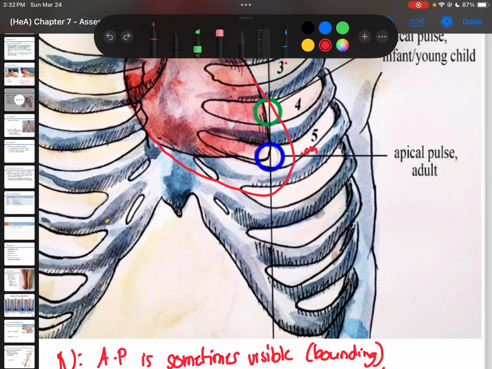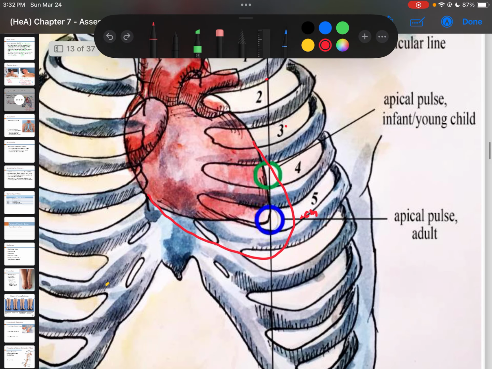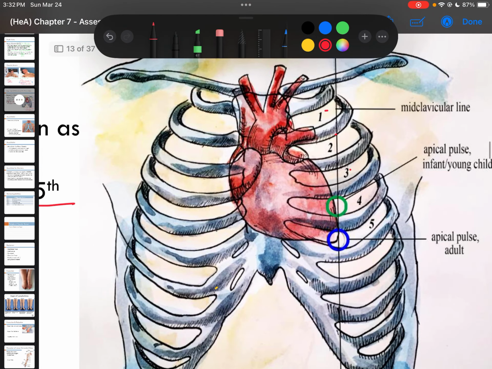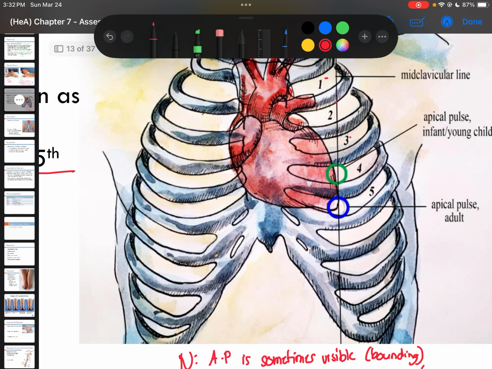Same goes with the displaced apical pulse. Normally, we can hear the apical pulse here. But if we, for example, hear the apical pulse here, around this part, it means that it has moved. So it is indicative of an enlargement of the heart, because it will only occur if there is an enlargement of the heart.